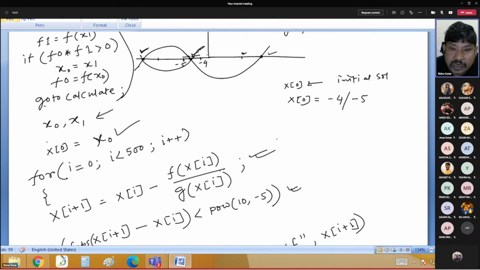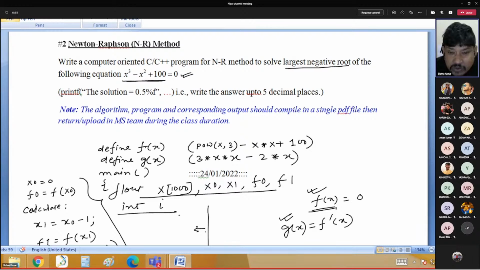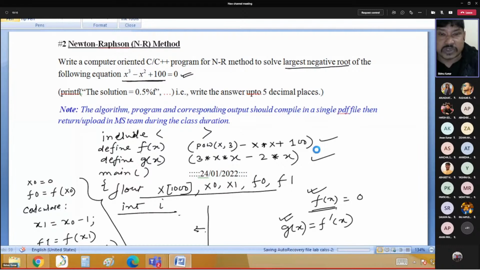Okay. And before the main function, you just define two functions, this one for the function and this one for its derivative. And before that, all the library functions. All the libraries, stdio, conio, math.h, everything you just include, and you try to write the program. And the program as well as the output structure, you make a file for that, and that file you should upload. This is your question. You just try to implement this.